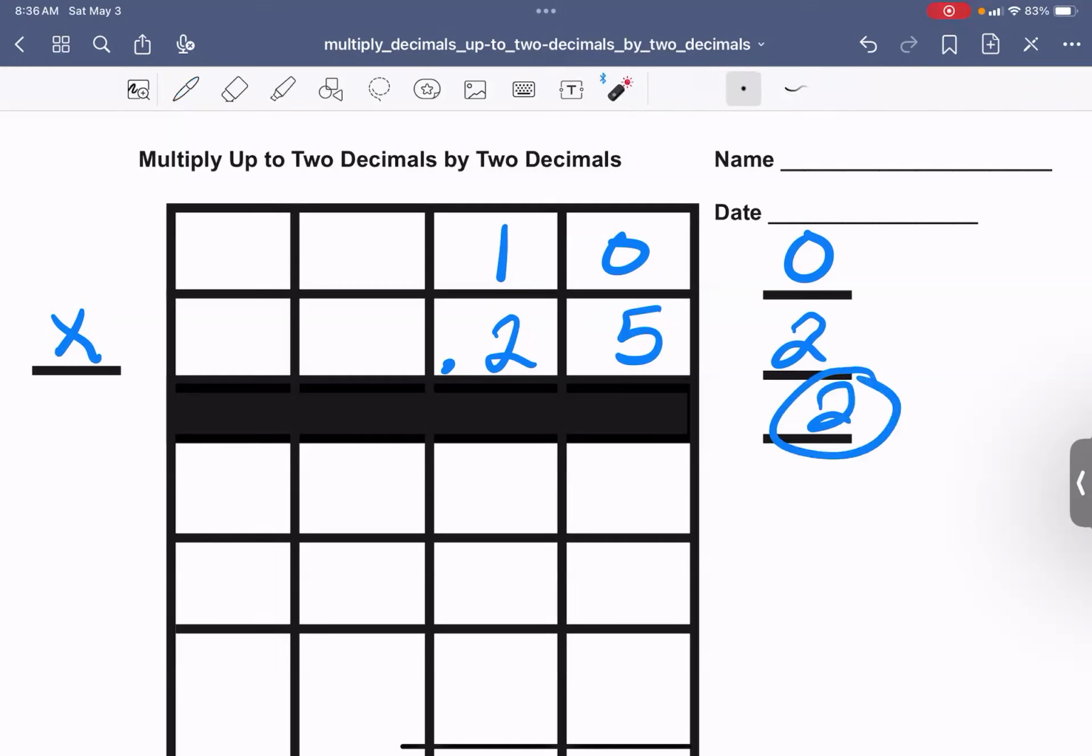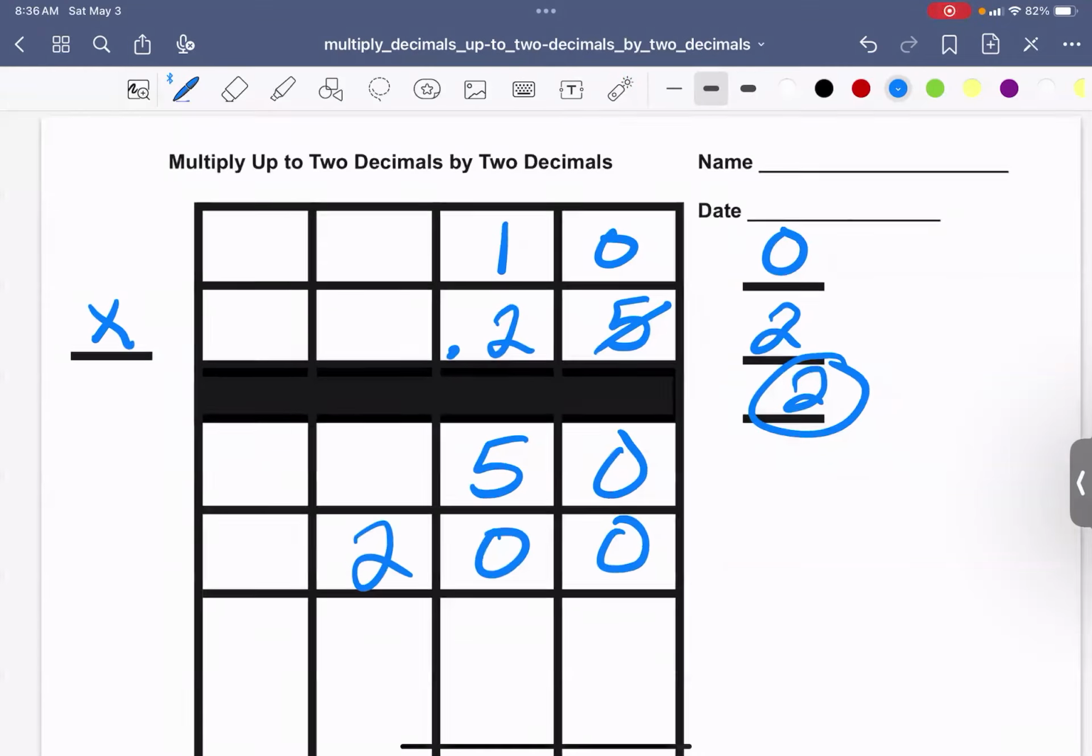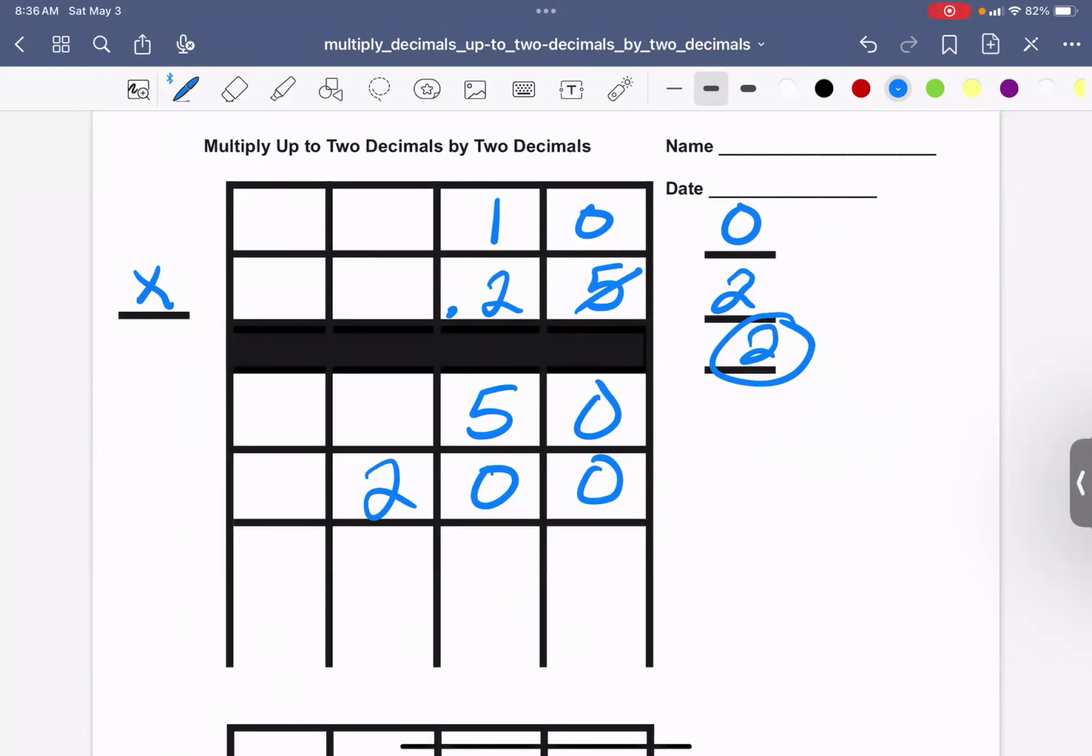So now I'm going to multiply. 5 times 0 is 0. 5 times 1 is 5. I'm going to cross that out so I don't use it again. And I'm going to put my placeholder, and now I'm going to go to the 2. 2 times 0 is 0. 2 times 1 is 2. Now I'm going to add my answer. So I get 0, 5, 2. I have to move the decimal 2 times to the left. I start right here. 1, 2. So my answer is 2.5.